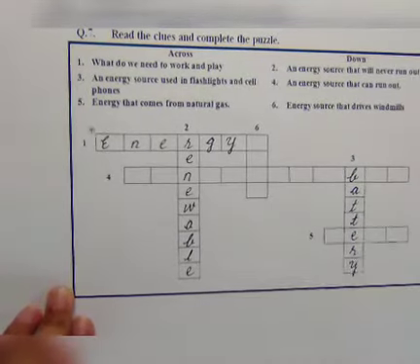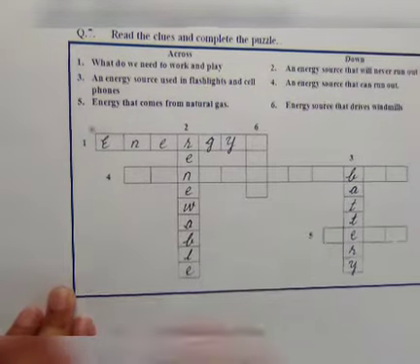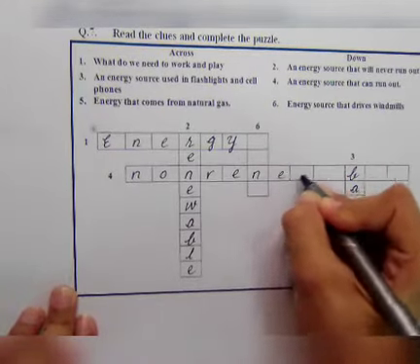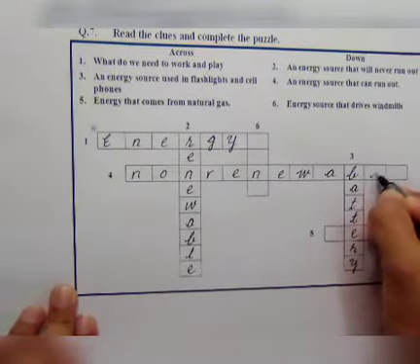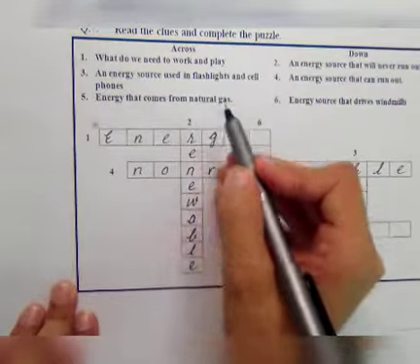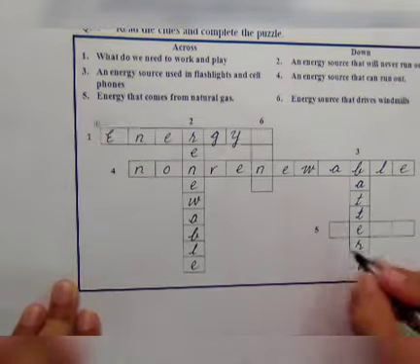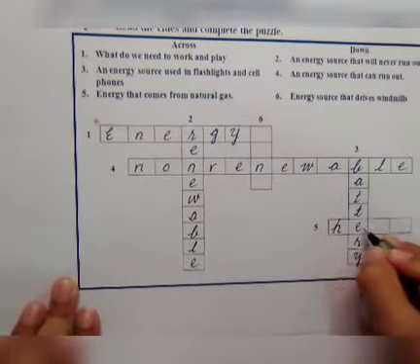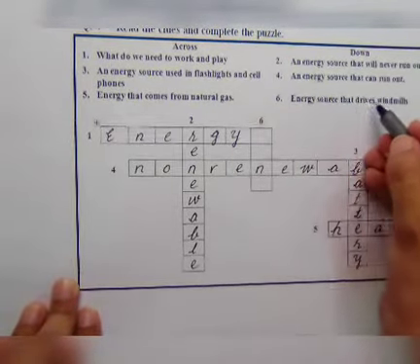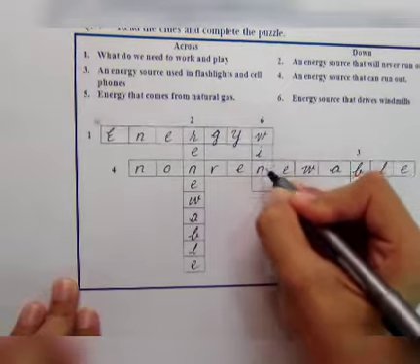Okay. The next one: an energy source that can run out is known as non-renewable. N-O-N-R-E-N-E-W-A-B-L-E. And the next one: energy that comes from natural gas is known as heat. So here we can write heat. H is already done. A and T. And the last one: energy source that drives windmills is known as wind. W, I and N, D is already written.